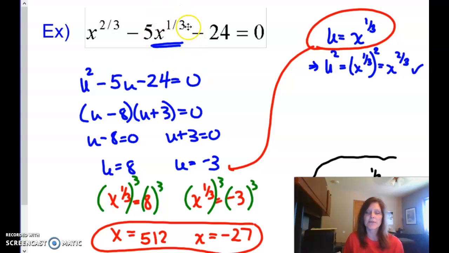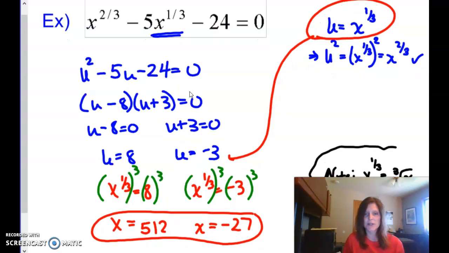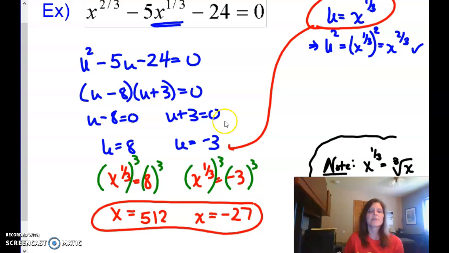And I take whatever that variable thing is in that middle term, and I say, let's let that be u. Some people use y, I use u. So I say u is equal to x to the 1/3. Now if I squared both sides here, using my power rule of exponents, I would realize that u squared is equivalent to x to the 2/3. Perfect, because that's what I need for my leading term. So when you replace that middle part by u, the first part's going to be u squared. So now I have a nice normal looking quadratic equation that I can factor like normal, set the factors equal to 0, and then get my solutions.